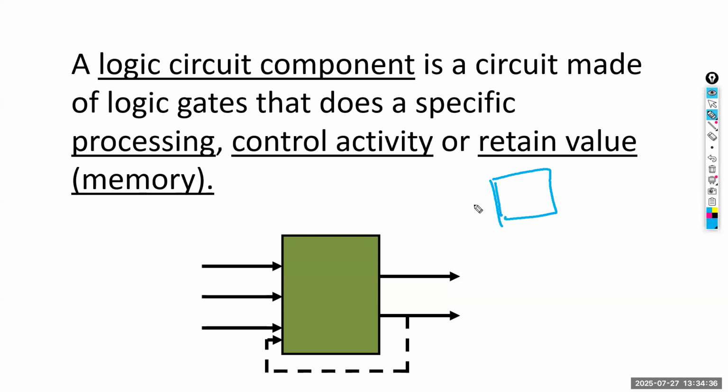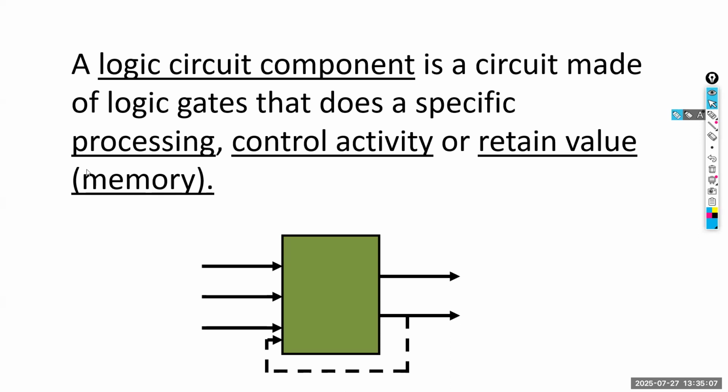For example, if you take a vehicle, the engine is a component, the gearbox is a component, the starter motor is a component. If you take a computer, the processor is your main component. Then you have the RAM component, SSD, monitor. Likewise, a digital circuit component is a digital circuit that does a well-defined task.